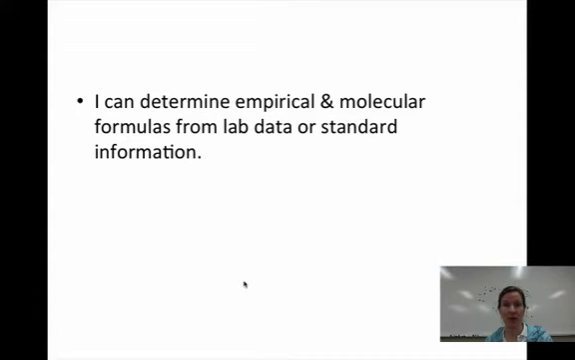The next segment of your video is going to deal with essentially doing these problems the other direction. Instead of giving you a chemical formula, I'm going to give you the percents. And from those percents, you need to figure out the empirical formula and sometimes the molecular formula if enough data is given to you.